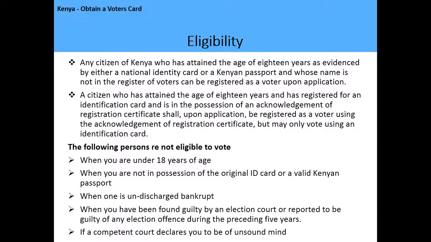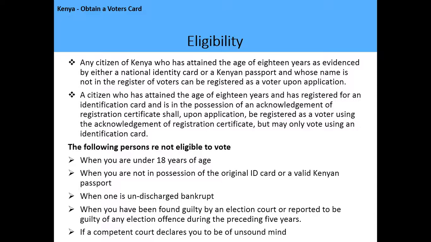A citizen who has attained the age of 18 years and has registered for an identification card and is in possession of an acknowledgement of registration certificate, also known as a waiting card, shall, upon application, be registered as a voter using the acknowledgement of registration certificate, but may only vote using an identification card.